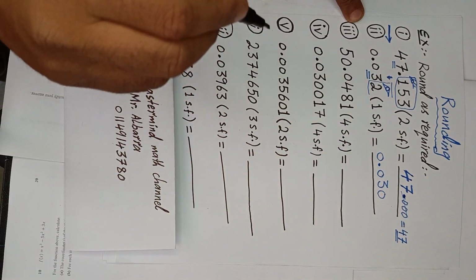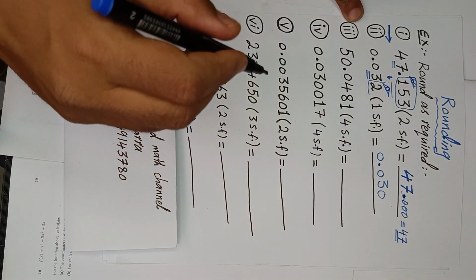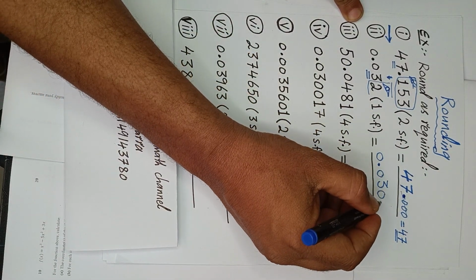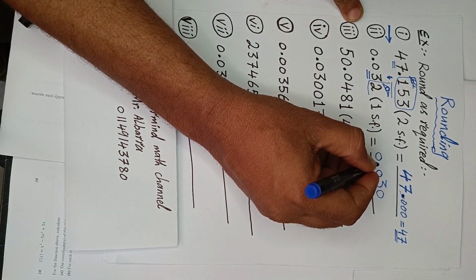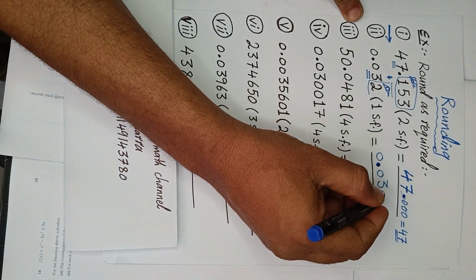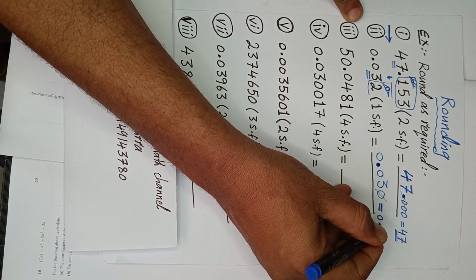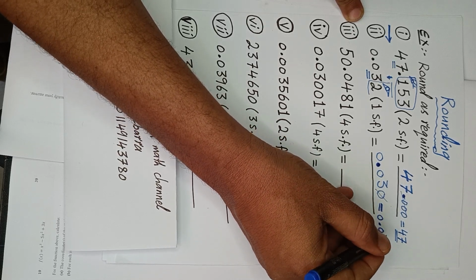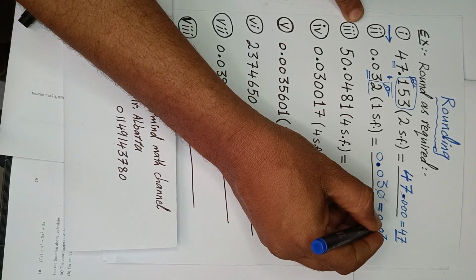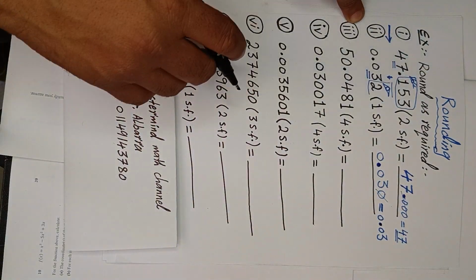So the answer is 0.030. And remember that zeros to the right, if they are on the decimal place, that means on the decimal period, you can ignore this 0. So the answer is just 0.03. Remember, I'm talking about zeros to the right on the decimal place, not zeros to the left.